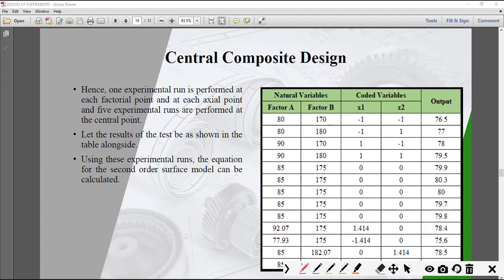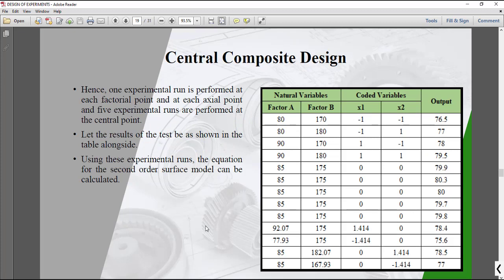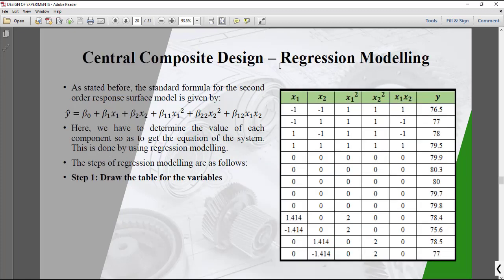You are just changing the input variables, and based on the change in input variables, there is a change in the output variable. Okay. So now that we have found out the values, we have to find out the curve's equation, right? That is the main reason why we are doing all this. Now we have to find out the equation of the curve.